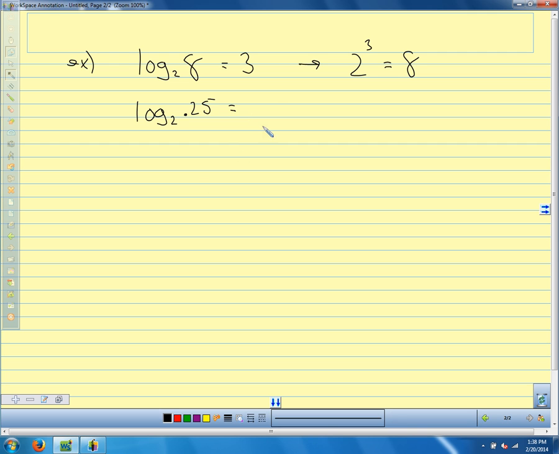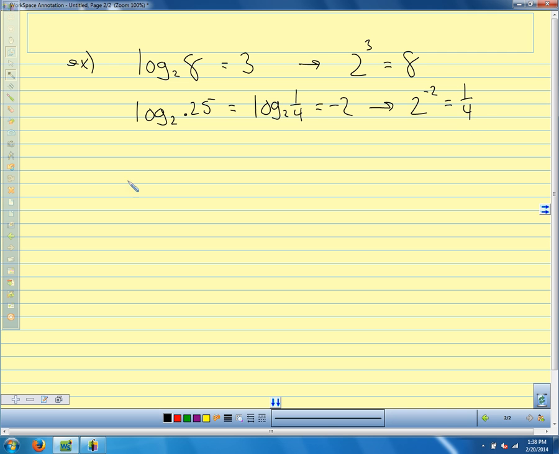Let me rewrite this. Log base 2 of 0.25 is 1/4. So what is the exponent on 2 that gives me 1/4? -2. Because 2 to the -2 equals 1/4. And we talked about this yesterday, properties of exponents. 2 to the -2 is the same as 1 over 2 to the 2 power.